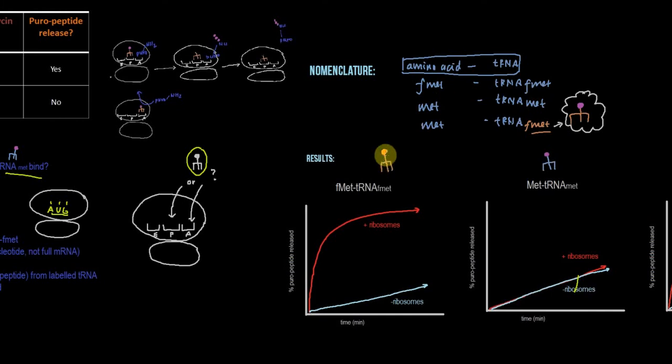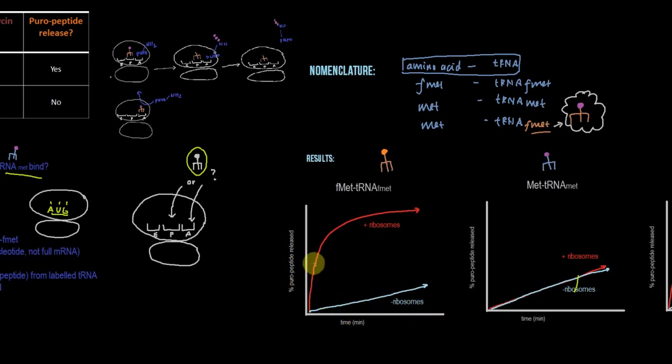But now let's put that aside and just talk about each of these two charged tRNAs individually. So let's first talk about what happens when we do this experiment with fMet-tRNAfmet. Remember, this is fMet-tRNA that's charged with fMet. And we see that as time goes on, as we run this reaction, more and more puropeptide is released when the ribosome is present, and relatively little increase of puropeptide release is happening without ribosome.